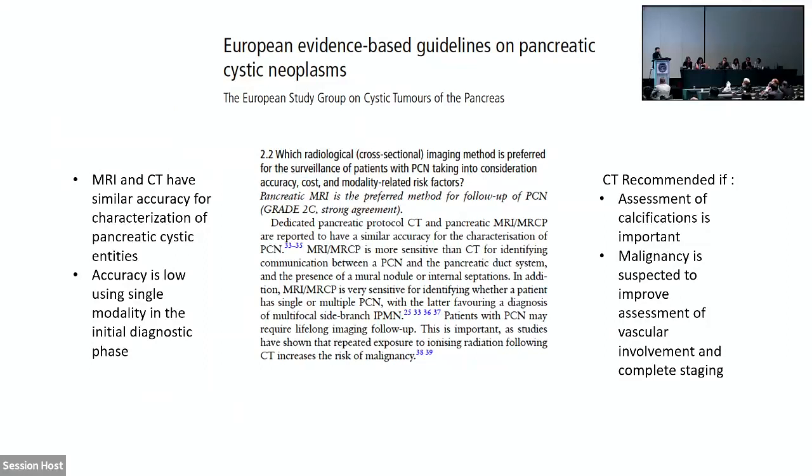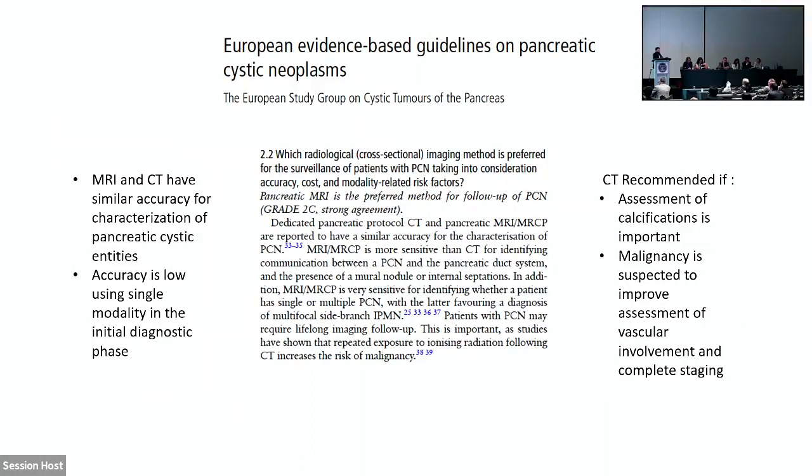MRIs and CT scans actually have similar accuracy to characterize pancreatic cystic entities. In the case presentation earlier, you saw that the report said this is a CT scan, probably an IPMN, and you should get an MRI to confirm that. They probably would have both agreed that this is statistically likely a side branch IPMN. And so accuracy is actually low using single modalities, and very often you need more than one modality to combine, because oftentimes you might have some conflicting information.